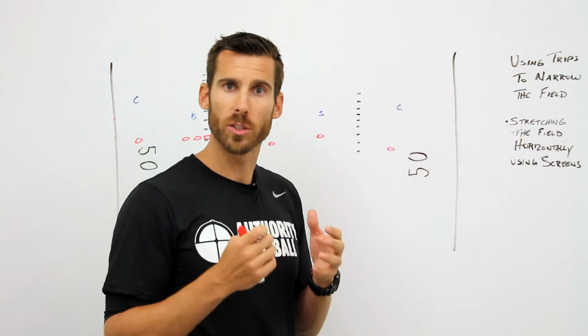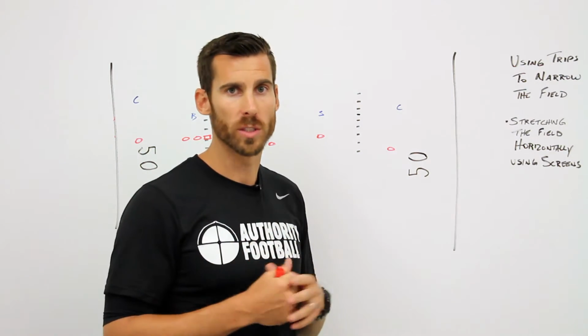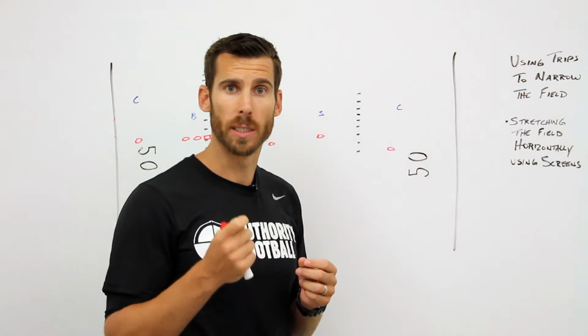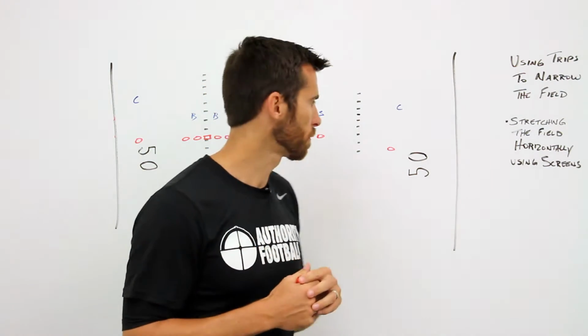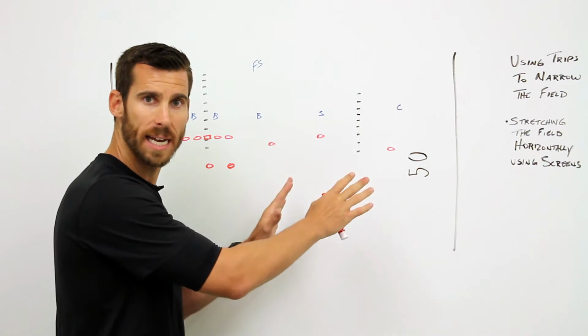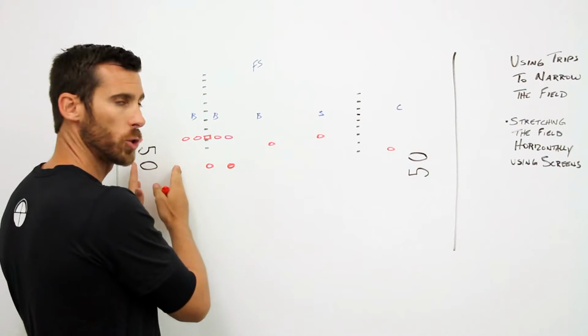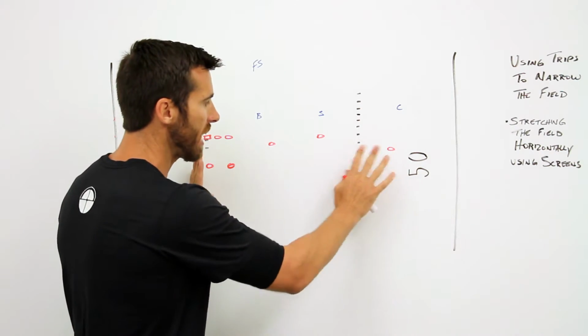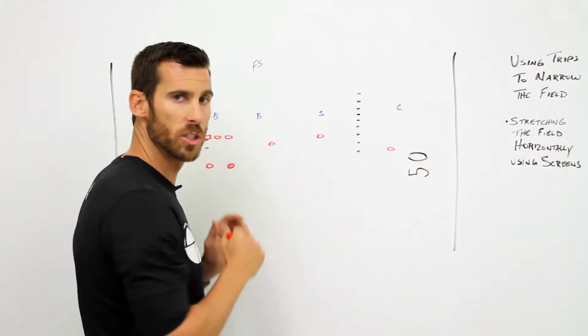Really simple, quick screens that we can throw to our backs and our receivers that are high completion, high confidence throws for our quarterbacks. So if we take a look here, setting our trips into the field, the wide side of the field, and of course, remember we call the short side the boundary. So we're going to take advantage of all of this grass and all of this space we have here.